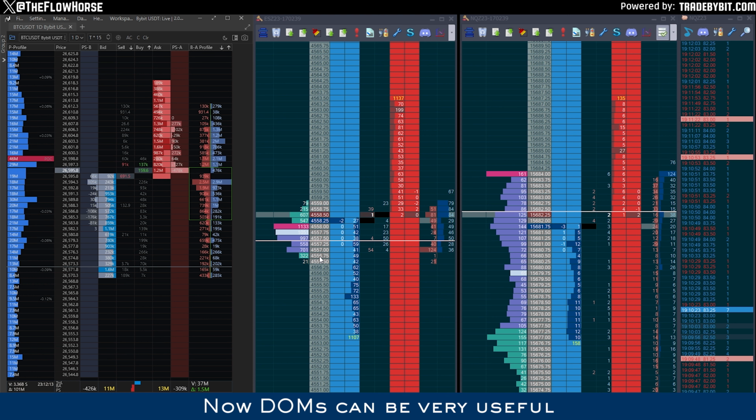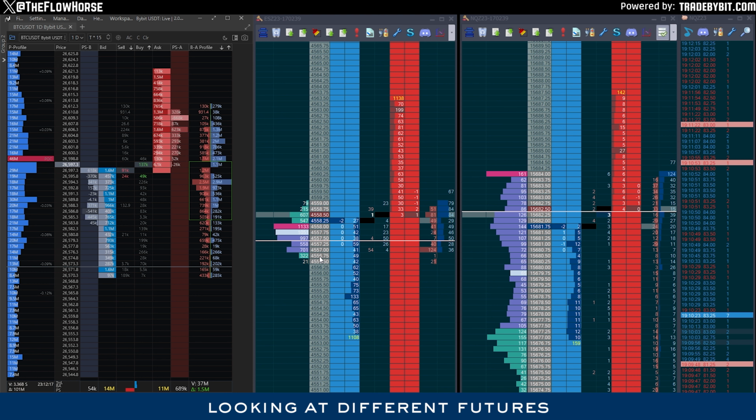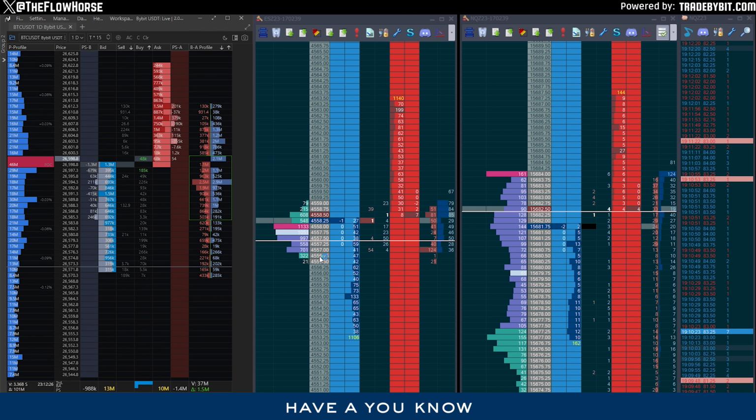Now, DOMs can be very useful for scalpers, right? Getting in and out for a couple ticks. Very useful for spread traders, looking at different futures contracts across the curve, buying one, selling the other, spread trading, paying attention to markets that have a very clear relationship, and then you could get an idea of how they're trading next to each other.